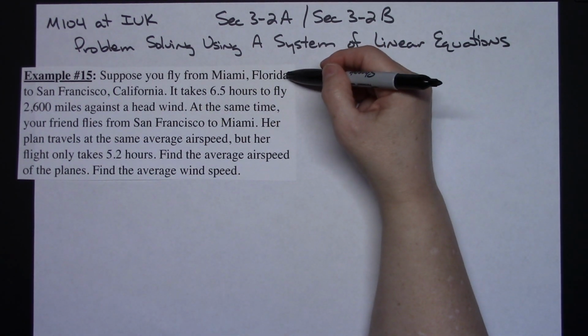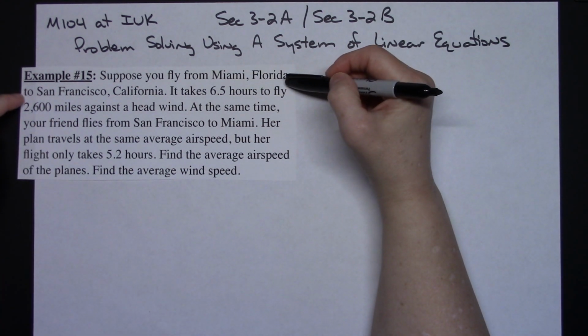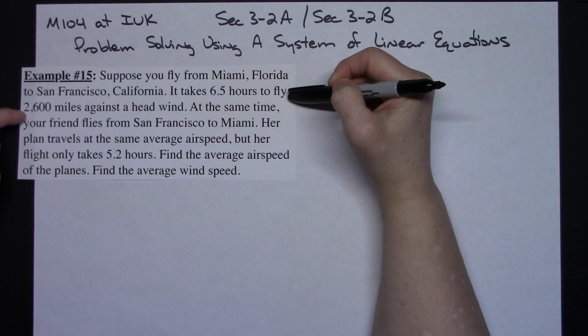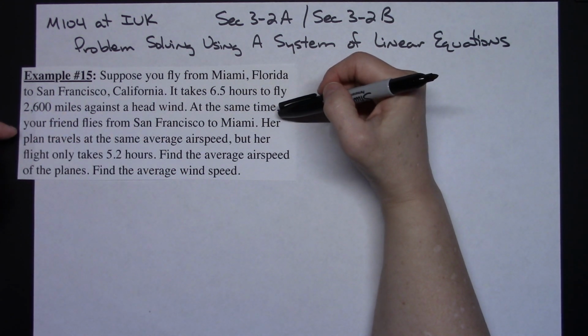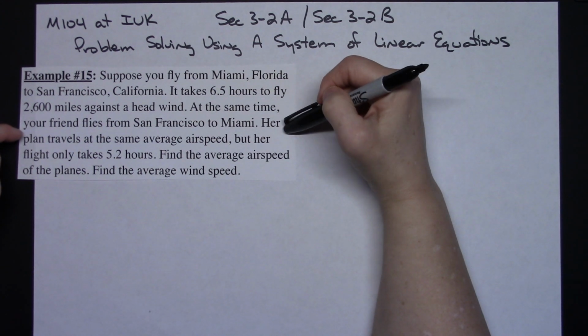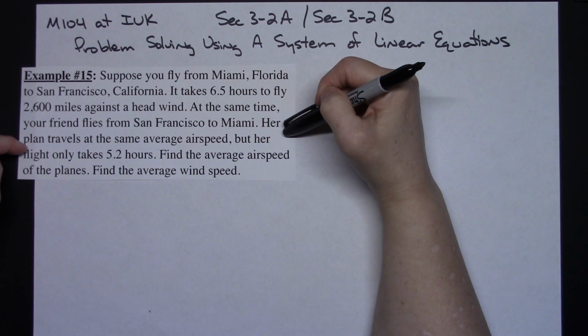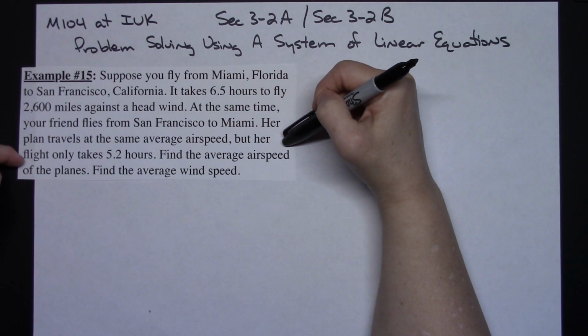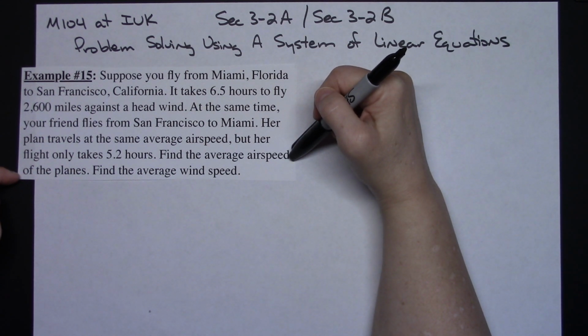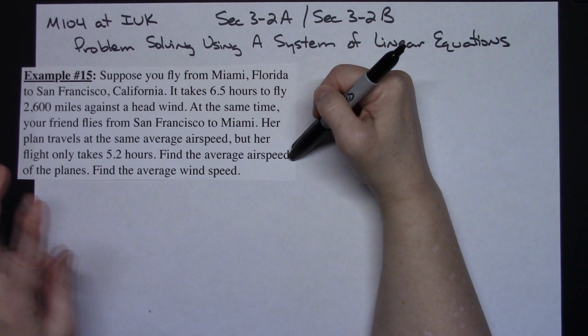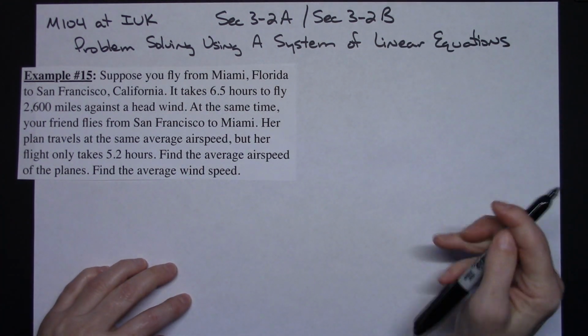It says, suppose you fly from Miami, Florida to San Francisco, California, and it takes 6.5 hours to fly 2,600 miles against a headwind. So against a headwind, it's going to slow you down. At the same time, your friend flies from San Francisco to Miami. Her plane travels at the same average airspeed, but her flight only takes 5.2 hours. That's because she had that tailwind that was helping her go faster. Find the average airspeed of the planes, and find the average wind speed. So it's asking us to find two things, so we're going to define our variables that way.